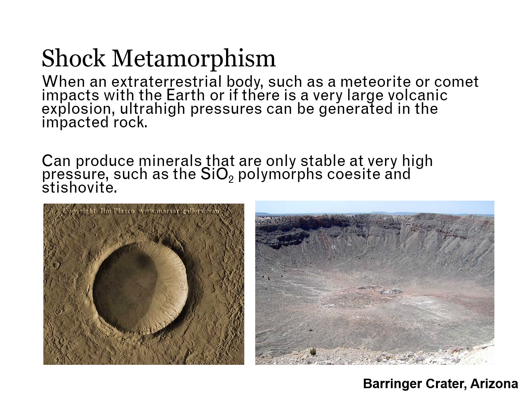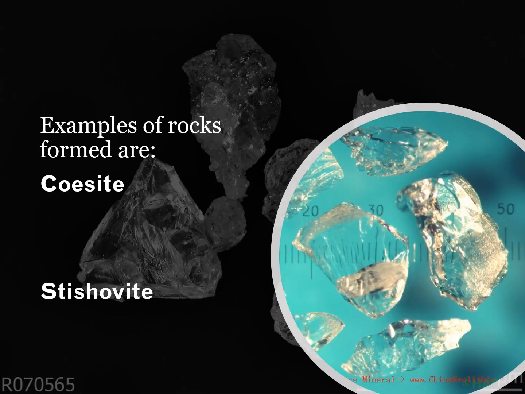Shock metamorphism occurs when an extraterrestrial body, such as a meteorite or comet, hits the Earth with very high pressures, and the generated rocks are usually polymorphs of low temperature minerals in high temperature form, such as with quartz, polymorph of coesite and stishovite. Here you can see examples of craters that have formed due to high impacts of these meteorites or comets. Here we can see an example of coesite and stishovite, which again are high pressure forms of quartz.